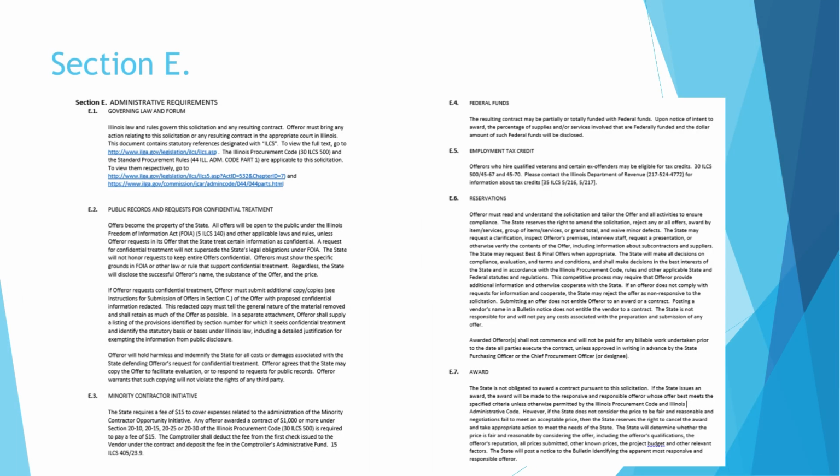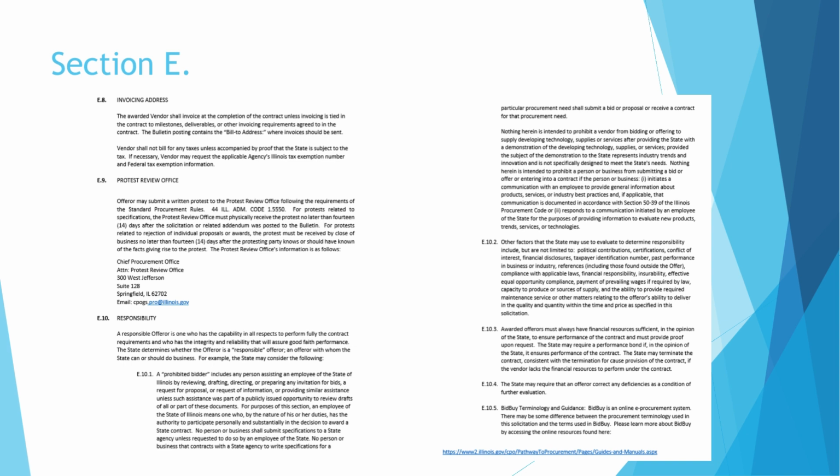Section E.1 through E.7 will cover the governing law and forum, public records and requests for confidential treatment, minority contract initiative, federal funds, employment tax credit, reservations, and award. Section E.8 through E.10 covers the invoicing address, the protest review office, and responsibility.